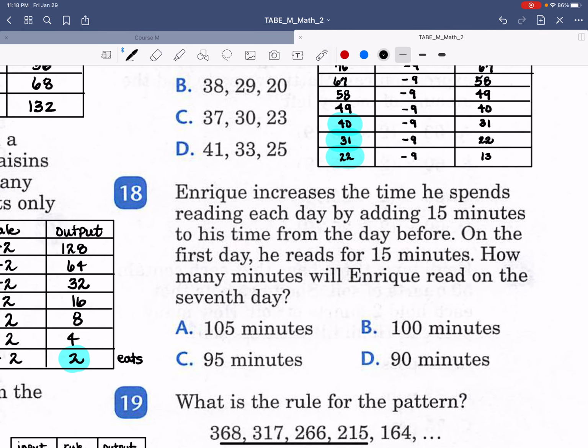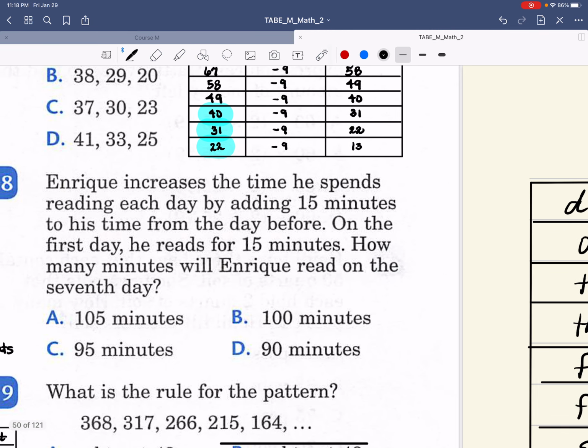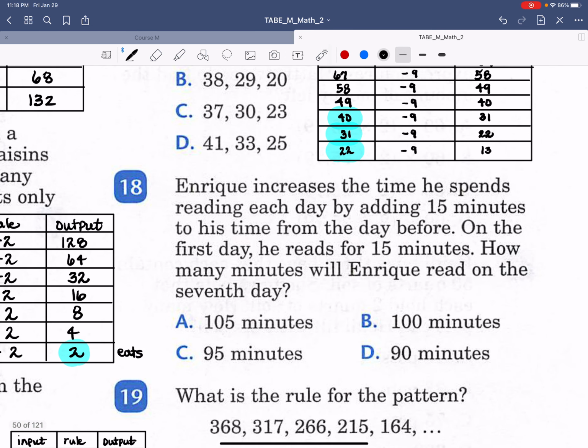Okay, number 18. Enrique increases the time he spends reading each day by adding 15 minutes to his time from the day before. On the first day, he reads for 15 minutes. How many minutes will Enrique read on the 7th day?